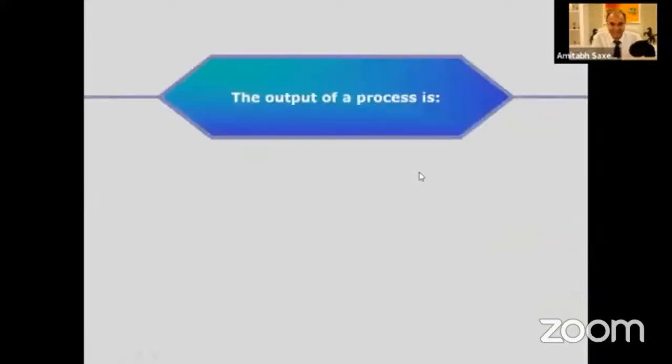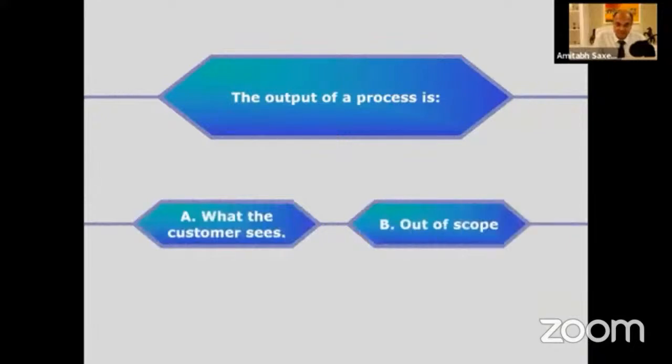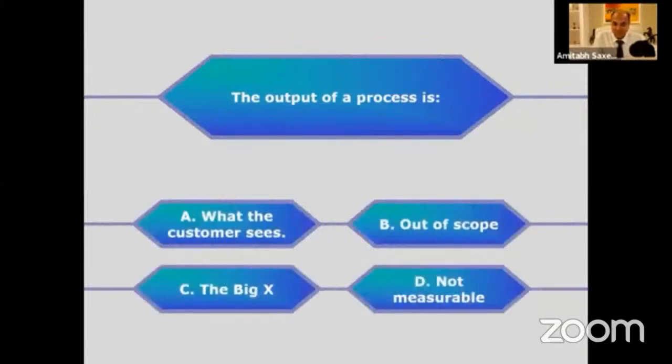Okay. Next question. Output of a process is what the customer sees. Out of scope, the big X, not measurable? Yeah, just to have some fun. Yeah, so most of you have given the right answer.